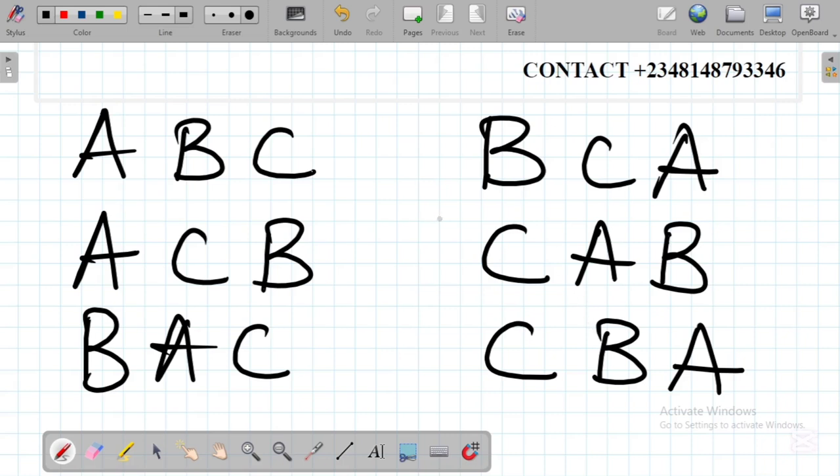So ABC can be rearranged in 5 different ways, which makes it 6 permutations. So let's count. We have 1, 2, 3, 4, 5, and 6. So we have 6 permutations here. Remember, permutation is an arrangement of terms with an order, and the order is relevant. So the way we arrange the 3 letters here is relevant.